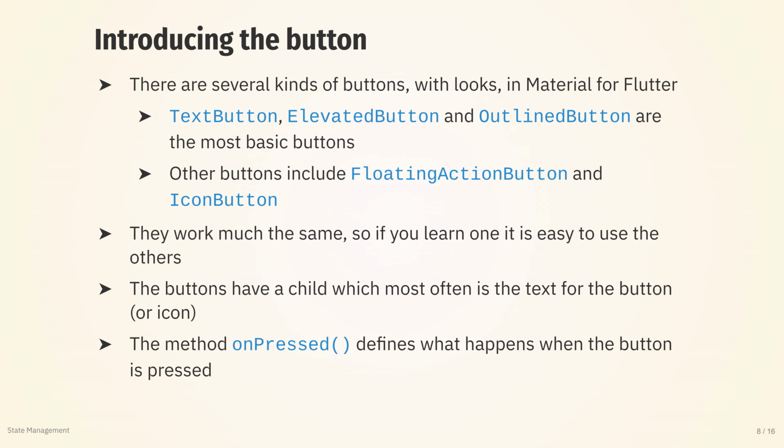So in order to do this, we need to look at buttons. And there are a great many different kinds of buttons. The most ordinary ones are the text button, the elevated button, and the outline button. Previously, we've also had something called a raised button, but no, you should not use that. I say that again with my deepest voice. No, don't use raised button. And it's quite possible that it is completely deprecated by now as well.